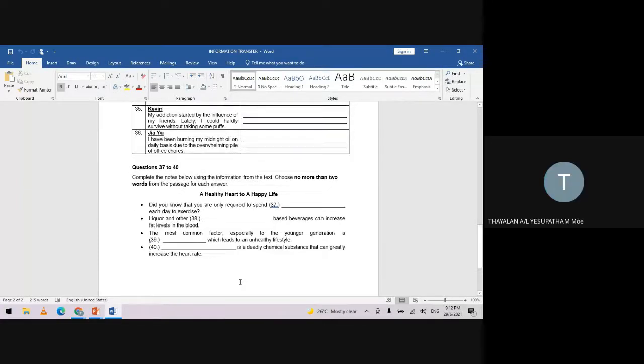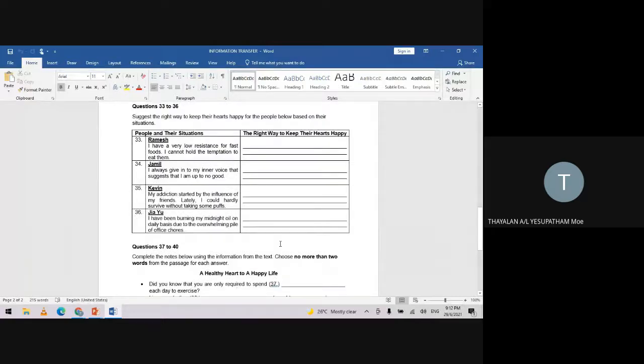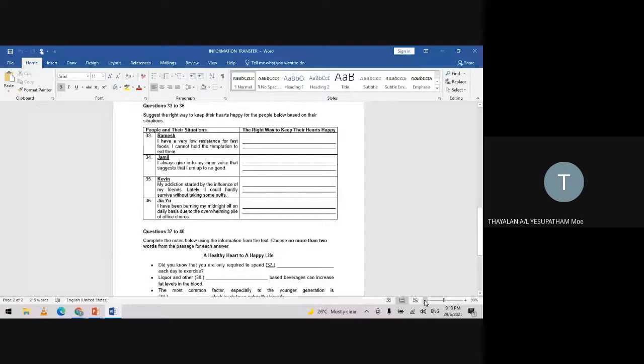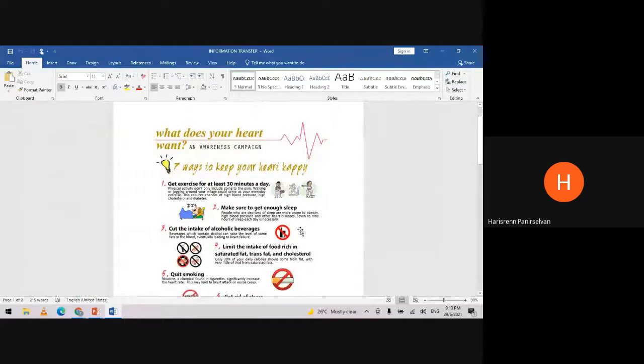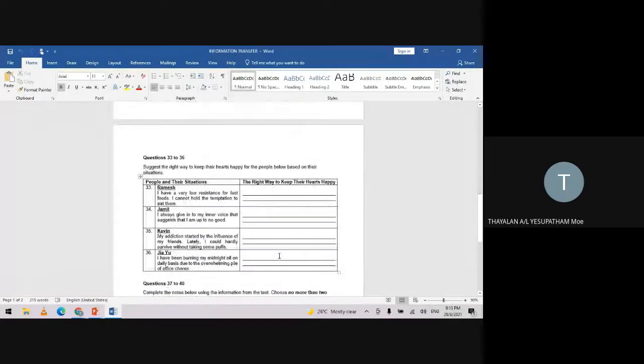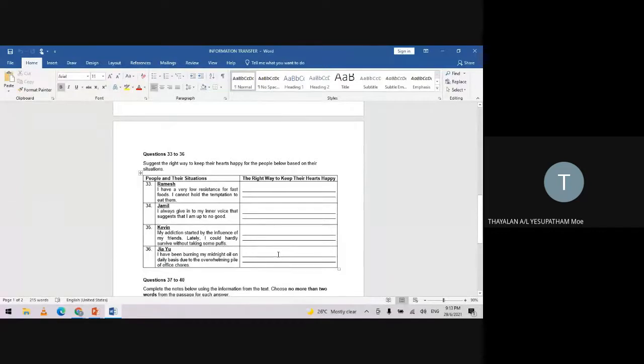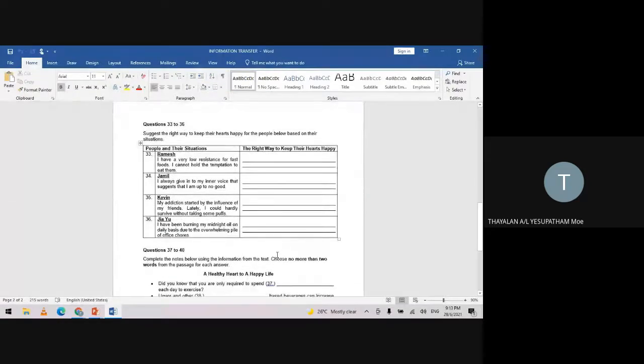Okay. Now, from here, what could you conclude? What do you think is in the text? What are the possible suggestions? What are the suggestions of the text? Ways to keep the heart happy. Okay, ways to keep the heart happy. Other than that, might this talk about eating disorder?